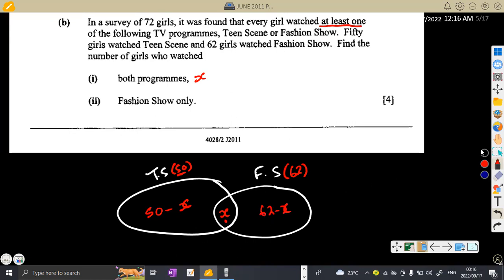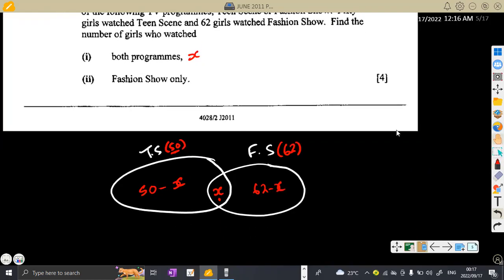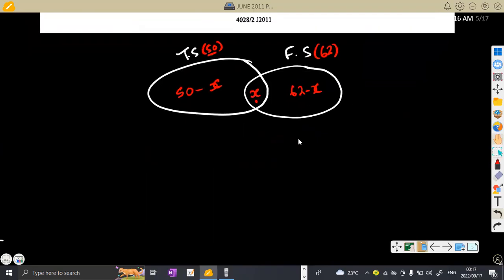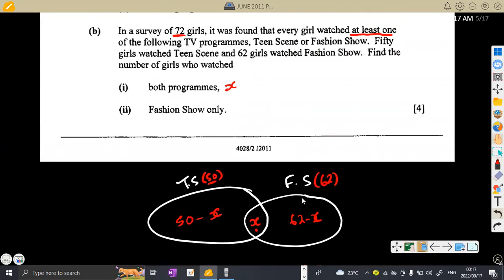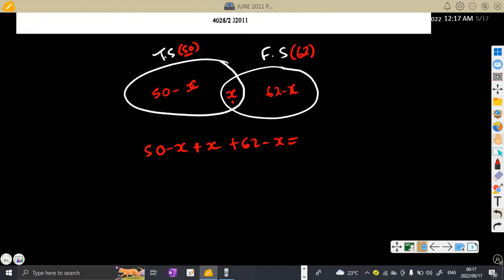So from this information, we can now utilize this advantage to say there are 72 girls. So that means the total of everything here is equal to 72. So you can solve by equating 50 minus x plus 62 minus x to the total number of girls in the survey, which is 72 girls. So equate to 72. As you can see, we formulated an equation that we can use to solve for x, which is representing those who are watching both programs.